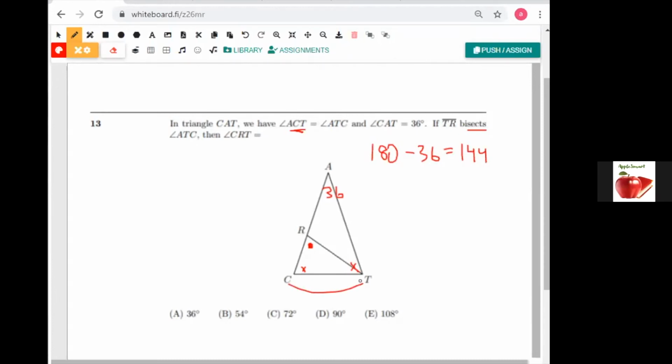Since they're the same, what should I do to 144? Divide by 2. That's right. What's 144 divided by 2? It's 72. We can do long division to check that out. 2 goes into 14 7 times, leaving a 0. Bring down the 4, 2, 72.